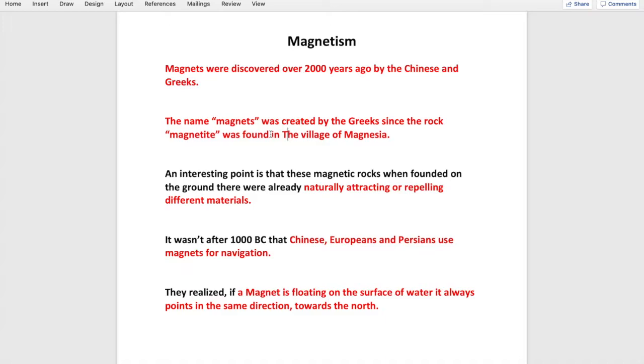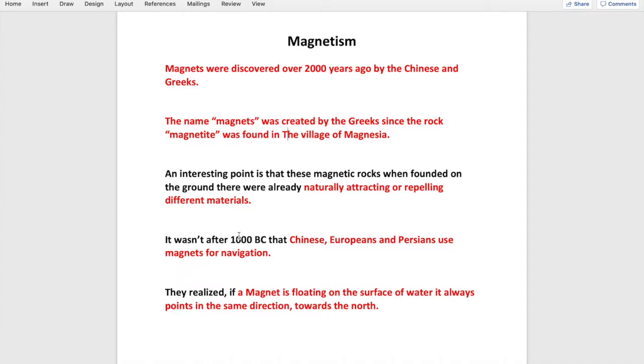Something interesting is this rock that was found in Magnesia. When they found this rock, it would naturally attract and repel different materials, but this happened without rubbing or anything. It was naturally attracting and repelling different materials, and that was something really interesting if we compare it with electricity.